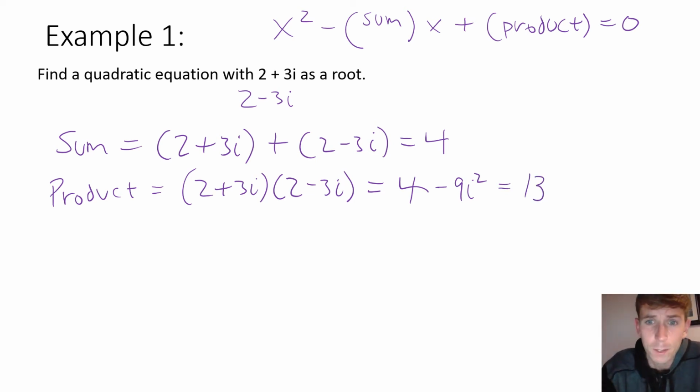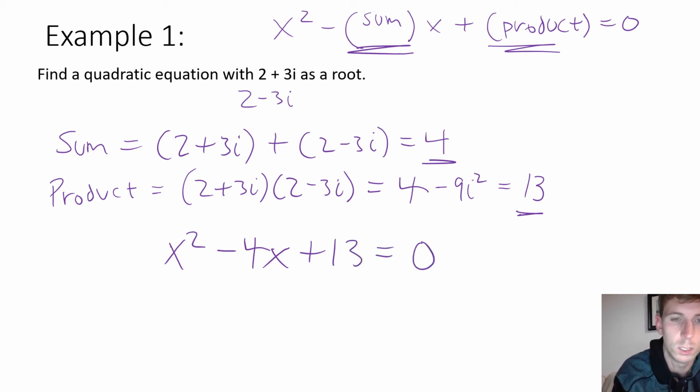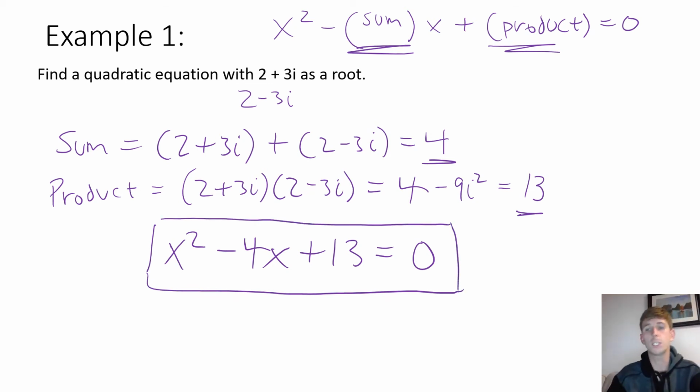And now we just fill in the gaps here. X squared minus our sum, which is 4, x plus our product, which is 13, plus 13 equals 0. So that is the equation of a quadratic with 2 plus 3i as a root. Did it nice and quickly using that theorem involving sums and products of roots of polynomials. Now it is possible to do this another way, using just writing each root as a factor. So writing them like this.